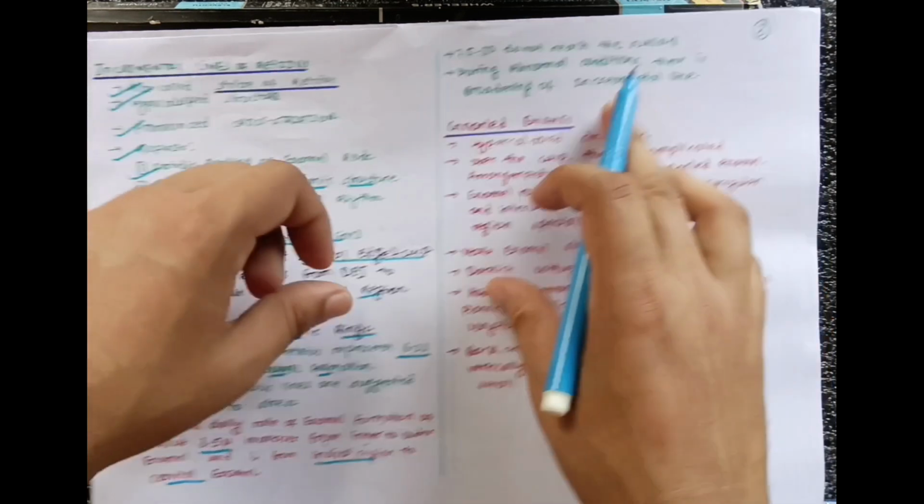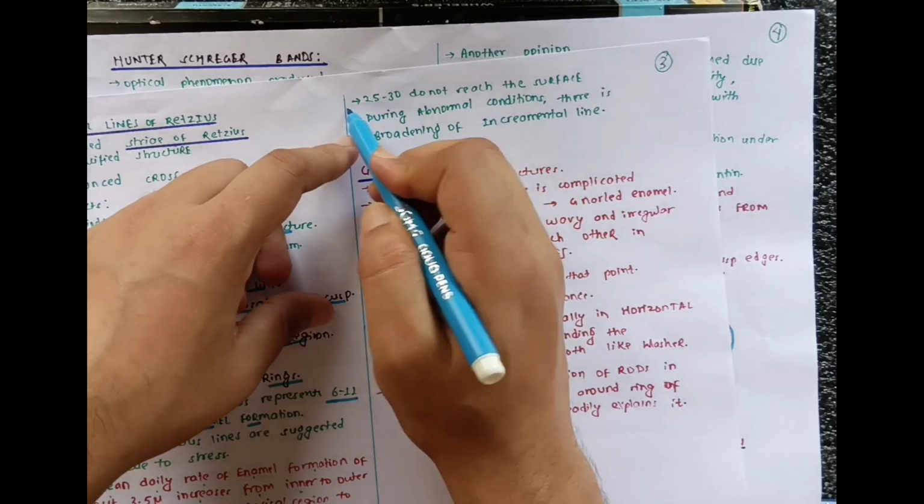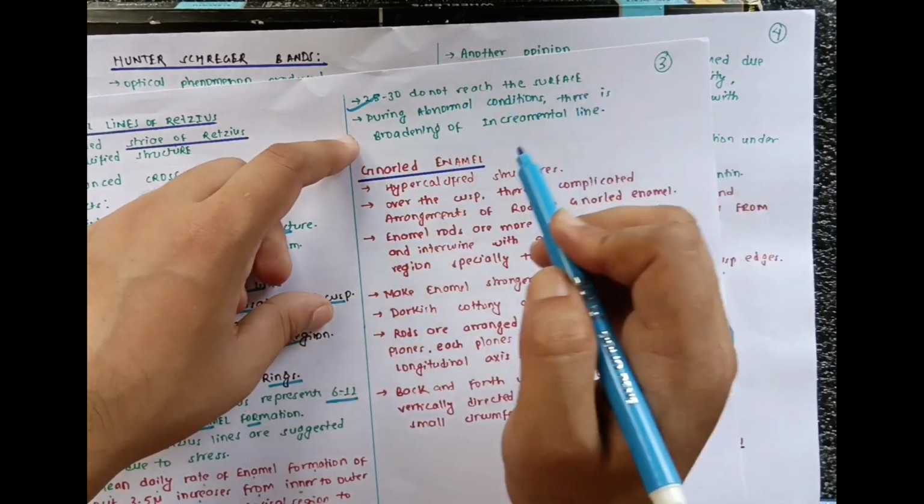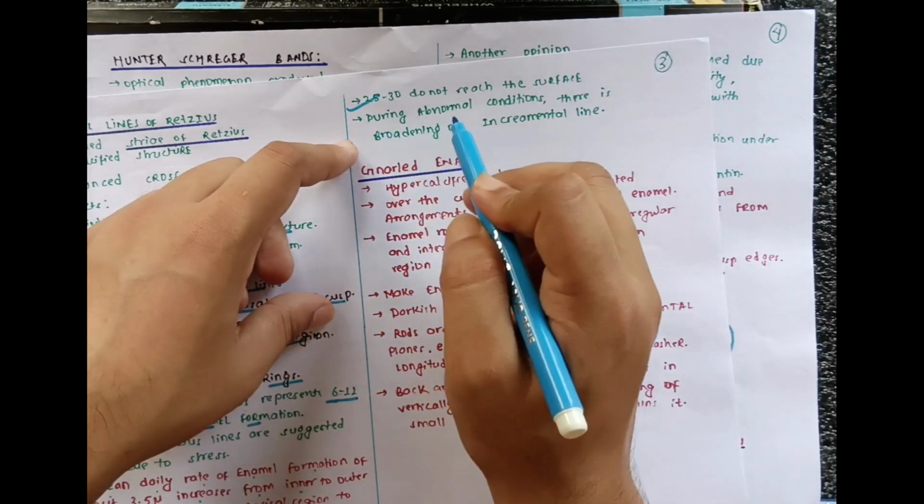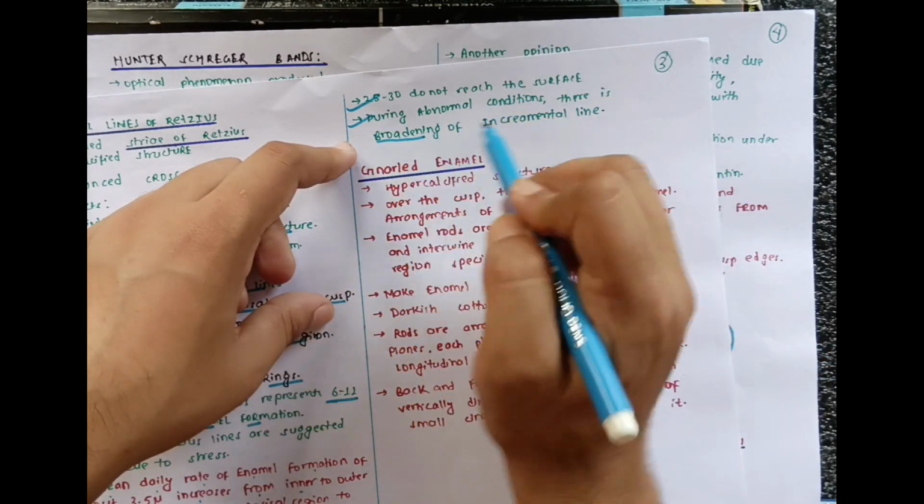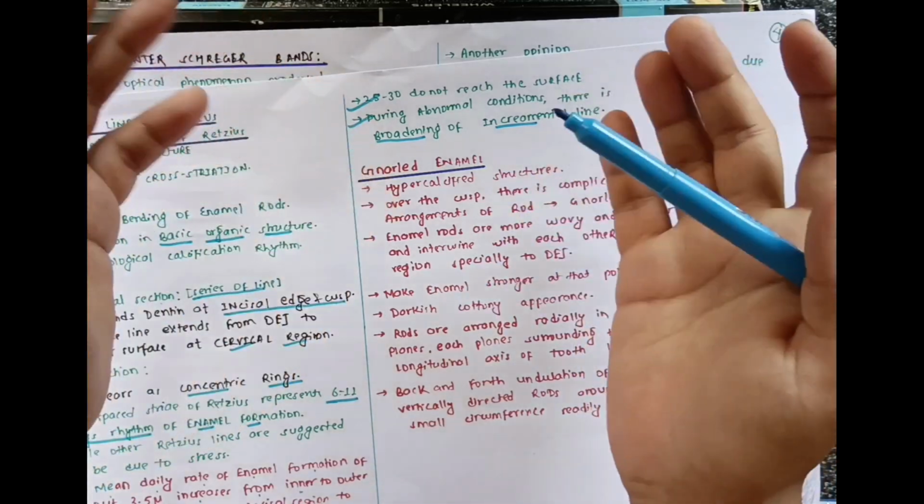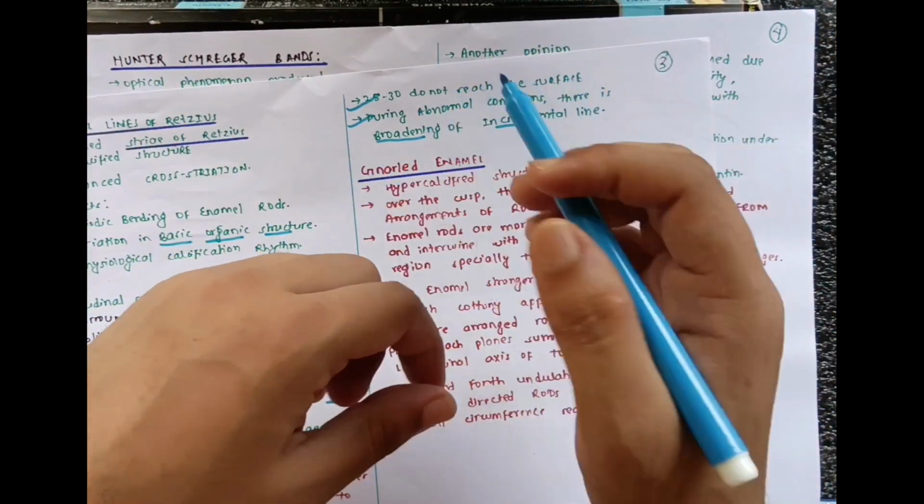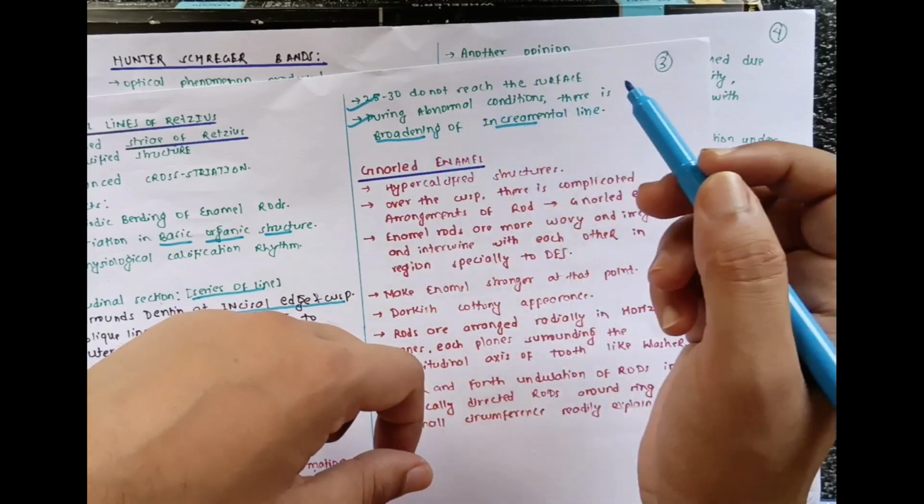After that we can see here, as I have written, 25 to 30 incremental lines do not reach the surfaces. During an abnormal condition, there is a broadening of the incremental lines. So they can ask, in an abnormal condition, what changes can we see in the incremental line of Retzius? We can say that there is broadening of the incremental line of Retzius.